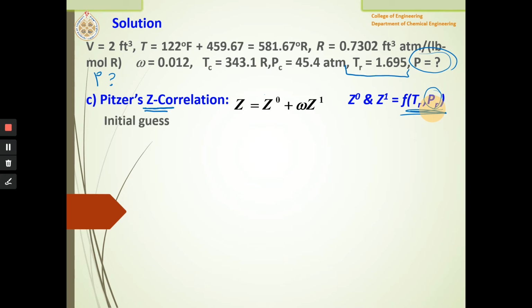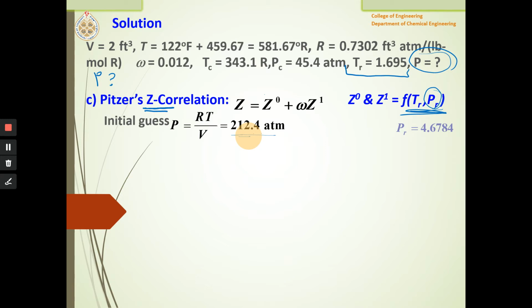So I will start with the initial guess by saying P is equal to RT over V, which is part A of this question. I just brought this answer from part A. Now that I have the pressure, this is not the actual pressure, but this is my initial guess of the pressure. So from this pressure, what will I do? I will calculate PR. How? Using P critical. P over P critical, you can see those two values. So I will divide to get PR. And of course, I have TR.